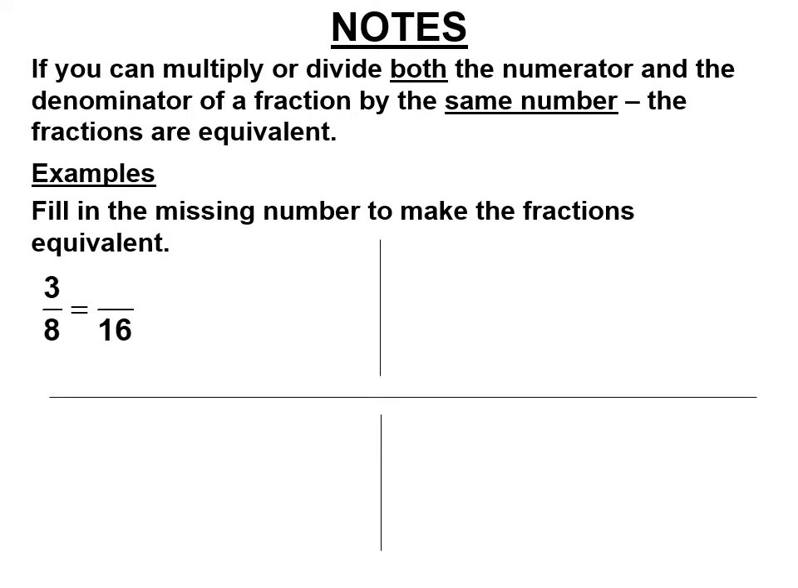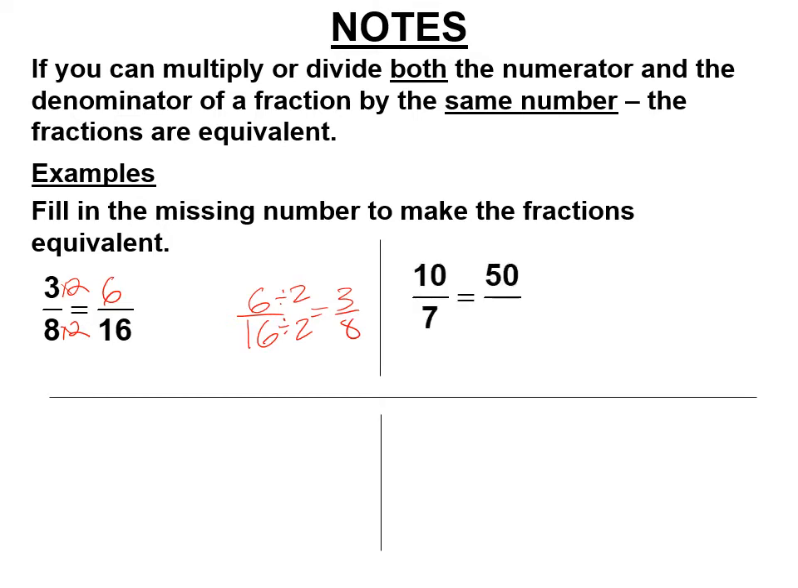Okay, so we're trying to fill in this missing number. We have to make them equivalent. So what are we going to do here? Well, 8 times 2 is 16, so 3 times 2 is 6. Yeah, 3/8 and 6/16 are equivalent. And it's just simplifying in reverse. If you had to simplify 6/16, you would divide by 2 instead of multiply by 2 and get 3/8.